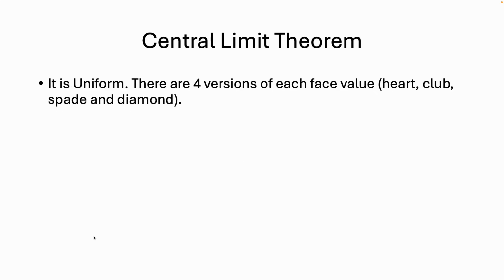So this is a uniform distribution. It's uniform because there are 4 versions of each face value card. There's 4 aces, there's 4 twos, there's 4 threes, there's 4 fours, there's 4 kings.